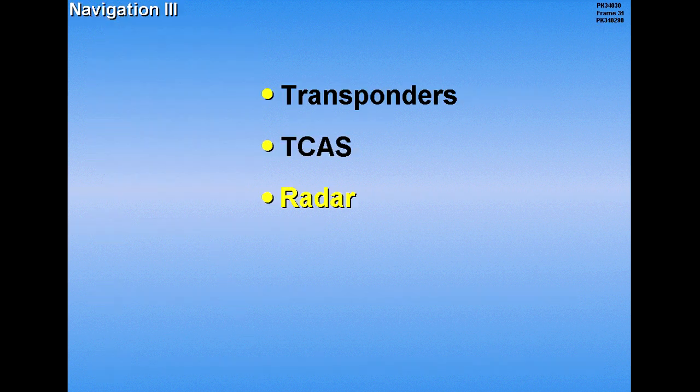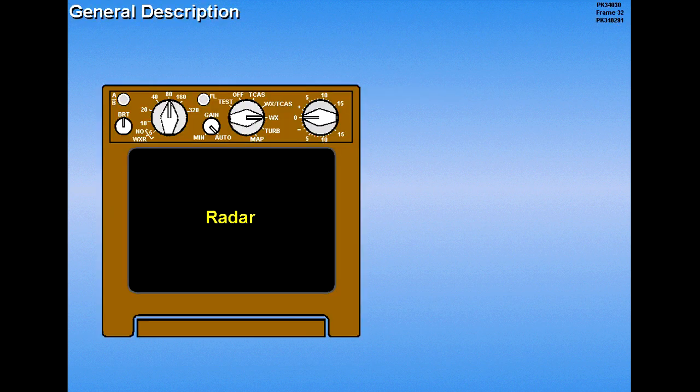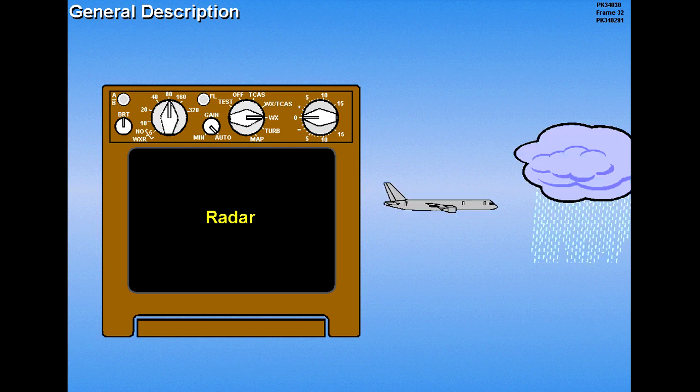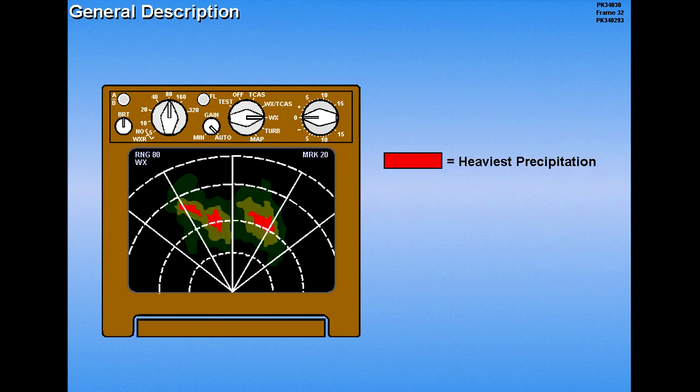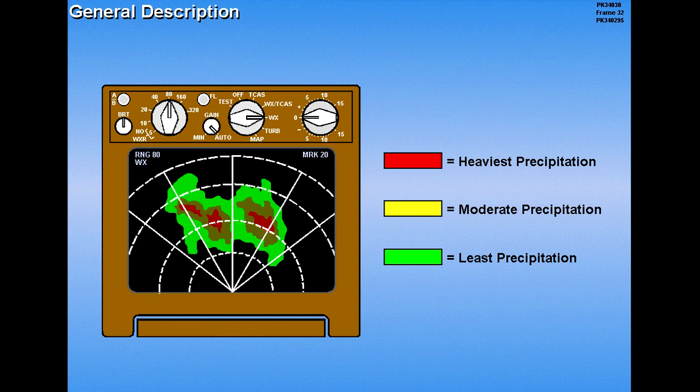Now let's look at the radar. The weather radar provides the crew with real-time information on areas of precipitation ahead of the aircraft. Areas of precipitation are displayed as color returns. Areas of heaviest precipitation are displayed red. Moderate precipitation appears yellow, and the area of least precipitation is displayed green.